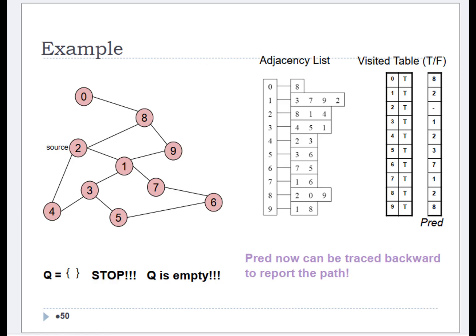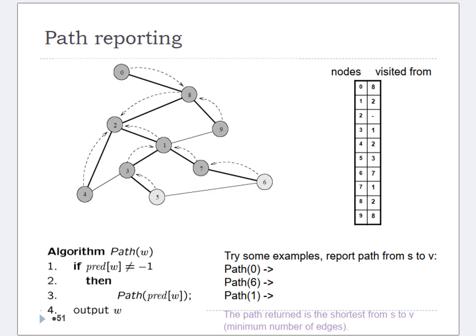Example: adjacency list, visited table T/F, source, pred. Pred can now be traced backward to report the path. Stop. Q is empty. Path reporting: nodes visited from source to target are traced through pred. Try some examples. Report path from S to V.